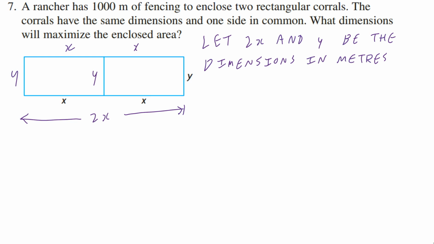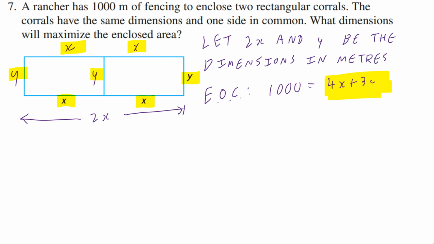Now, if you think about the EOC, which stands for the equation of constraint, this means if you look at the perimeter, which is 1,000 meters, that equals the sum of x and x and x and x and y and y and y. So if you collect like terms, this is basically 4x plus 3y. So again, that's called the equation of constraint, which we're going to use in a moment.